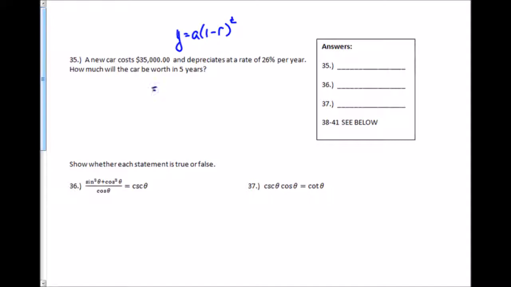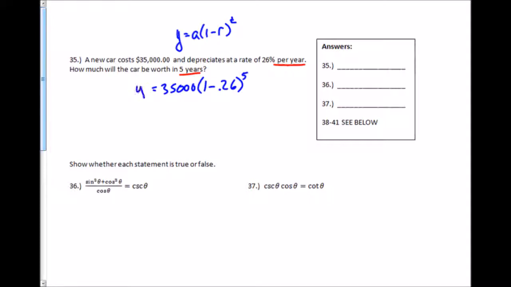So basically what I have here is the initial amount, which is A, that's the 35,000. 1 minus r is the rate, and in this case it's the 26%. I always express that as a decimal, so 0.26. And then t is the time, and I just have to make sure my units match here. This is per year, and this is in years, so I plug a 5 in for time.